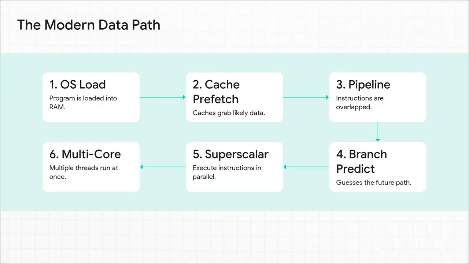Okay, let's put it all together. Here's the full journey. The operating system loads the program into RAM. Caches start prefetching what the CPU will probably need next. The pipeline keeps a whole bunch of instructions in flight at once. The branch predictor guesses which way the code will go to keep that pipeline full. Superscalar units execute multiple instructions in parallel, and multiple cores run totally different streams of instructions all at the same time. It's a symphony of optimization.